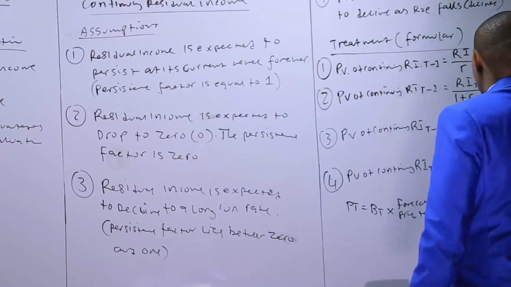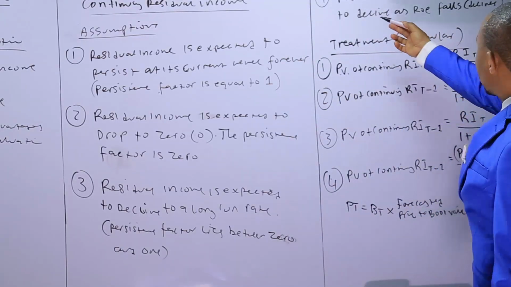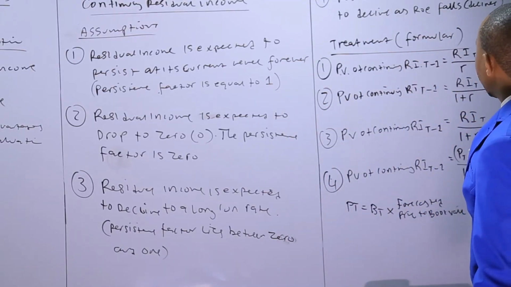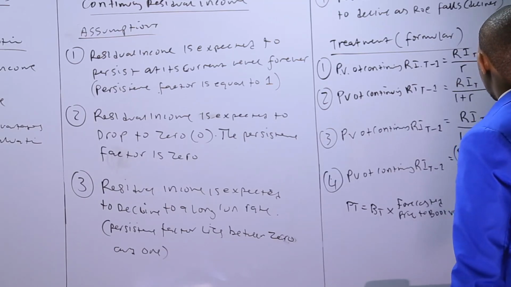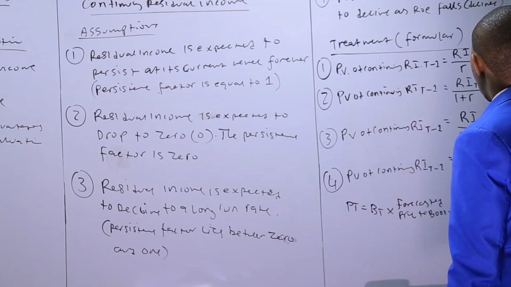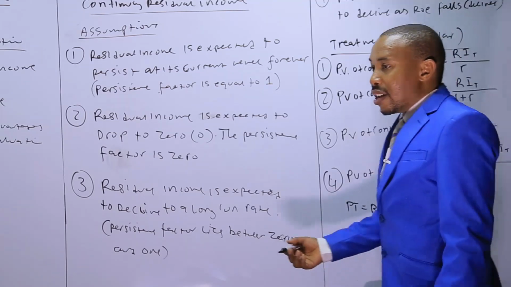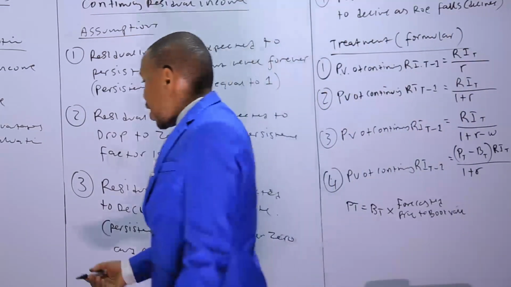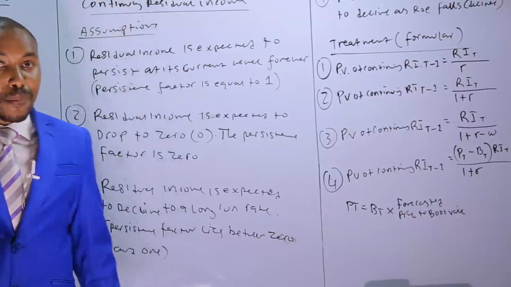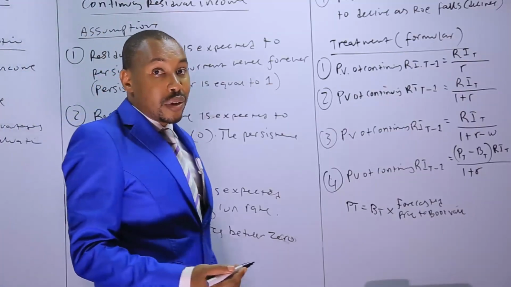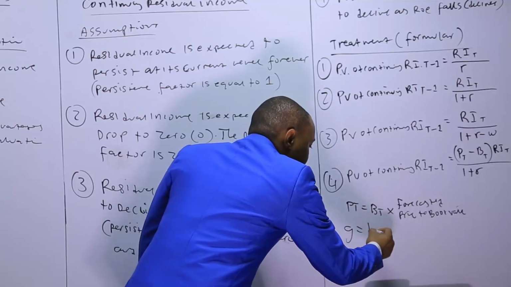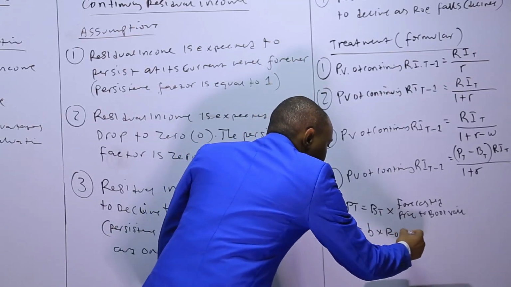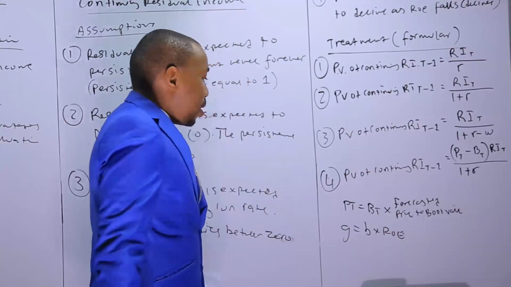And now to explain based on the fourth assumption there, that the residual income is expected to decline as ROE falls. BT being the book value, we are saying that ROE is the component of return on equity. And when looking at the sustainable growth rate under this discounted dividend valuation, we had said the growth rate is given as b times ROE.